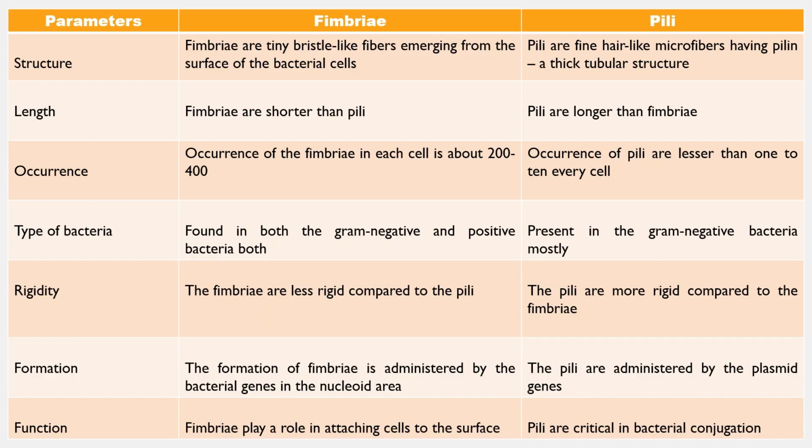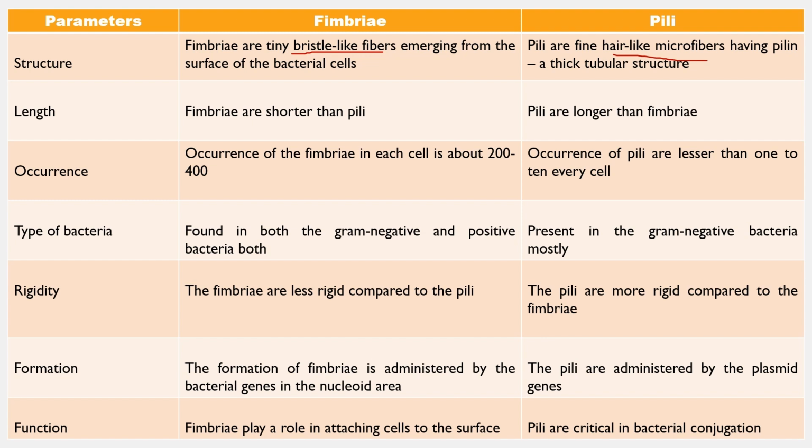So now looking into the difference between the fimbriae and pili according to these parameters. First of all, the structure, in which we can see that the fimbriae are more bristle-like fibers, and the protein is commonly known as fimbrin, whereas the pili are thin or fine hair-like microfibers with the protein pilin forming a thick tubular structure. So the fimbriae are more bristle-like fibers, and the pili have more hair-like microfibers. So you can see the difference is more in ultrastructure. Then in length, the fimbriae are shorter, whereas the pili are longer.